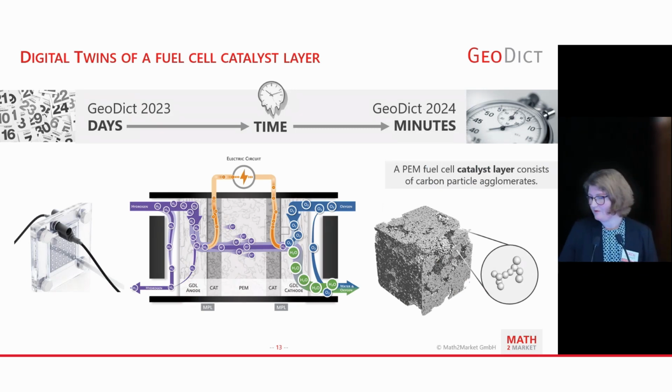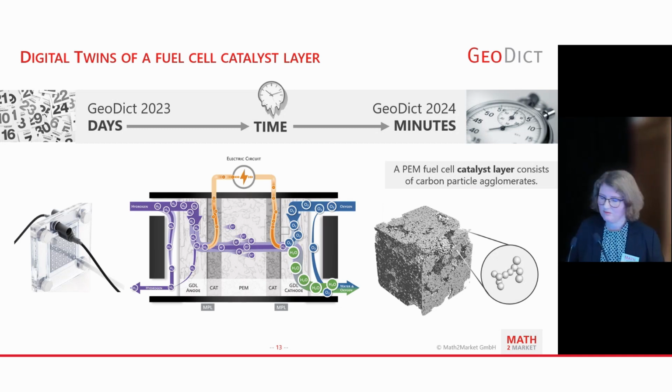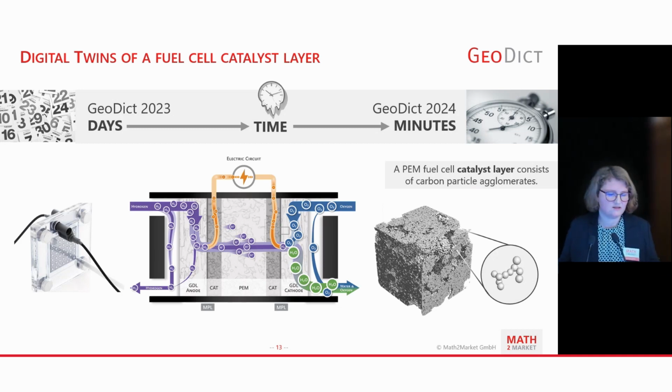We added a new object type to GrainGeo, which is called agglomerates. And you can use those agglomerates, for example, to model catalyst layers of fuel cells, which consist of carbon particle agglomerates. And you can also use them, for example, to model carbon black in a polymer. Before this, you could do this with GrainGeo, but you had to generate these agglomerates manually. It may take you a few days. In GeoDict 2024, it only takes minutes because, as I said, we added this new object type to GrainGeo.